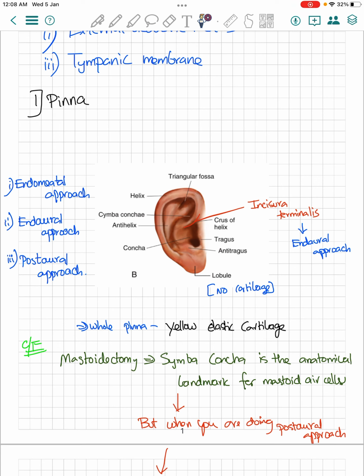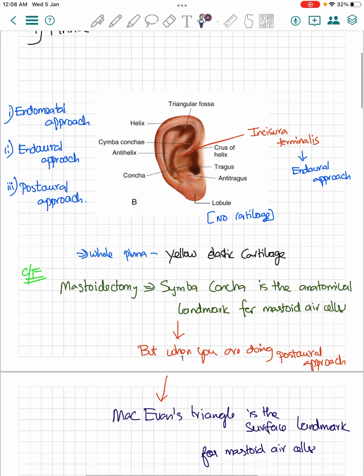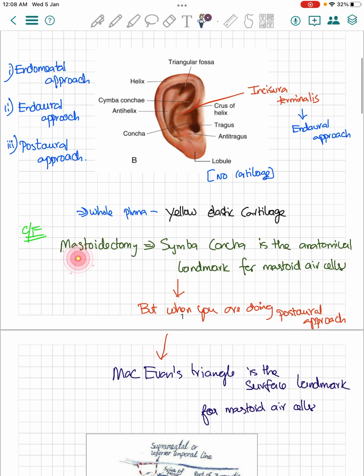Then this is known as incisura terminalis along the crest of helix. It is used for the endaural approach. There are three approaches in operating the ear guys. It's the endomeatal approach, operating through the meatus, or the endaural approach, which is operating towards the incisura terminalis, and there is the postaural approach, where the pinna approach is done. Okay guys, this clinical picture is in mastoidectomy.